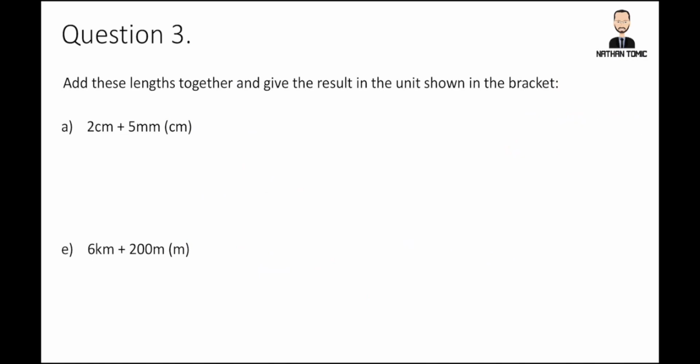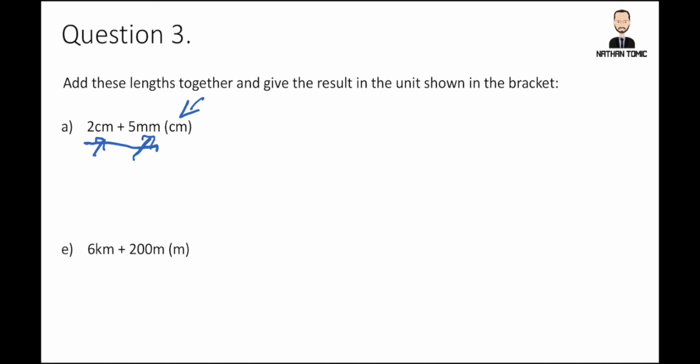Question 3 says to add these lengths together and then give the result in the unit that is shown in the brackets. So there's 2 stages to this. The first thing is to add these 2 distances together and then convert them into this unit here. But what we can see is that we have one of them in centimeters and one of them in millimeters. So we actually need to convert some of these first before we go ahead and add them, because you can't just add that 5 and 2 together because they have different units.